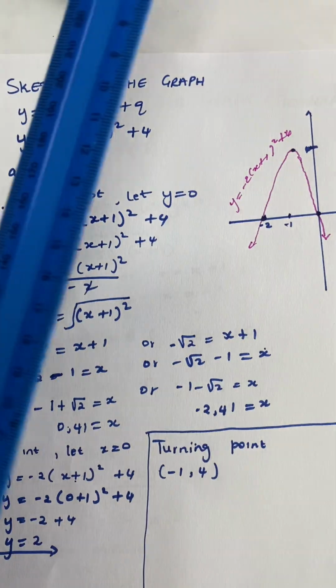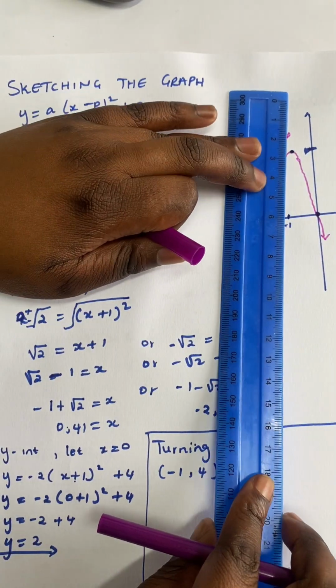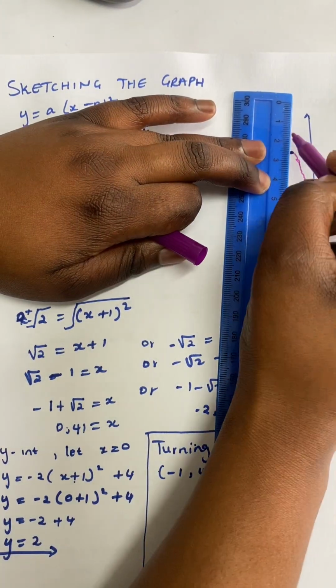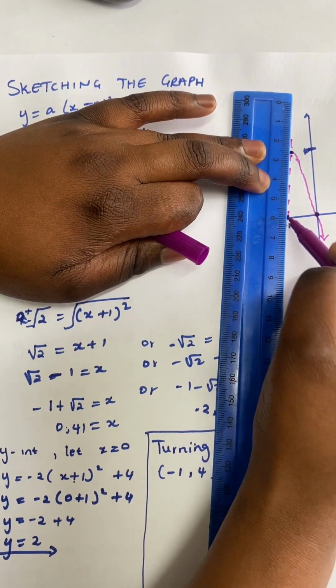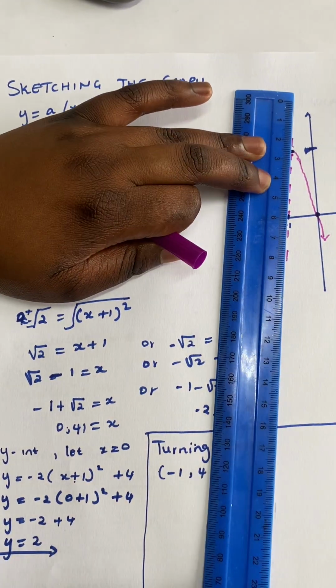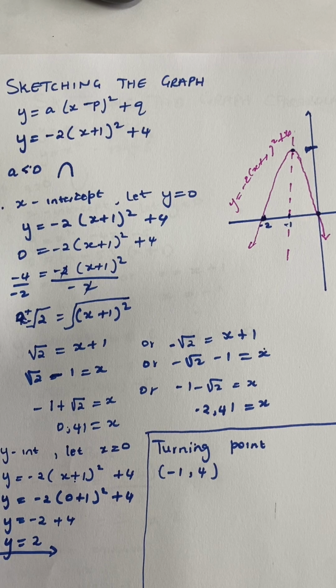Right, you can also indicate the axis of symmetry to show the teacher that you know what you're doing. Okay, all right, and then there is your complete graph.